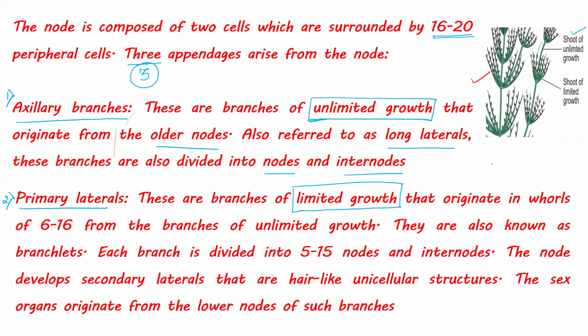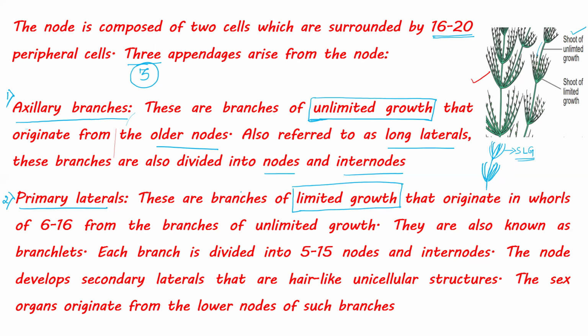So the axillary branches are branches of unlimited growth, and the primary laterals are branches of limited growth that originate in whorls. Whorl means what? Look here. How am I drawing? This is your shoot of unlimited growth. From here, from the nodal region, whorls are developing. These are your shoot of limited growth. Correct? Please don't write like this in your exam.